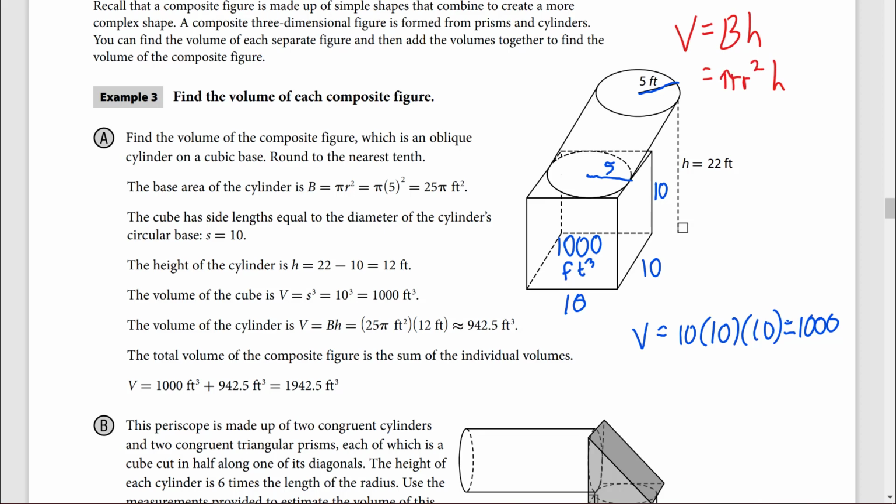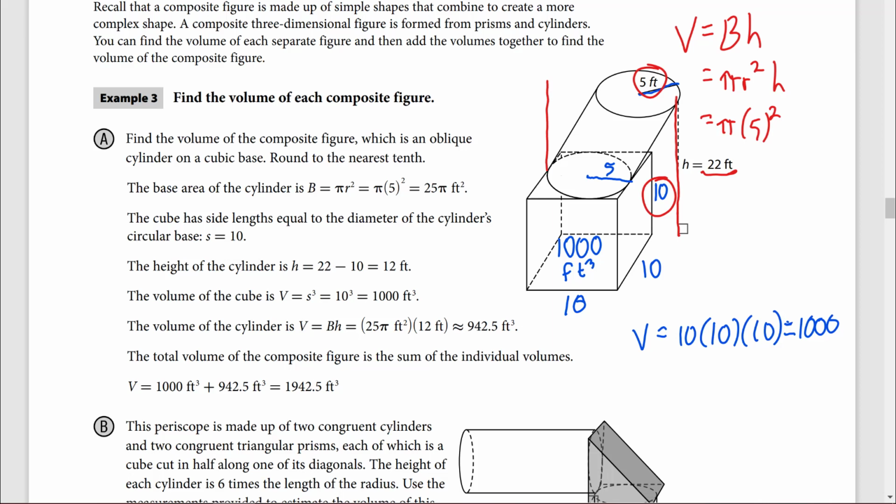All right, so what information do we need to know? We need to know our radius. They gave us that, so we can plug that in: pi times 5 squared. The other thing we need to know is the height. They didn't directly tell us the height, but we do know the distance from the bottom of the cube to the top of the cylinder is 22. And we figured out earlier that the height of the cube is 10 feet, which means the leftover, 22 minus 10, our cylinder is going to be 12 feet tall. So we can plug 12 in for our height.